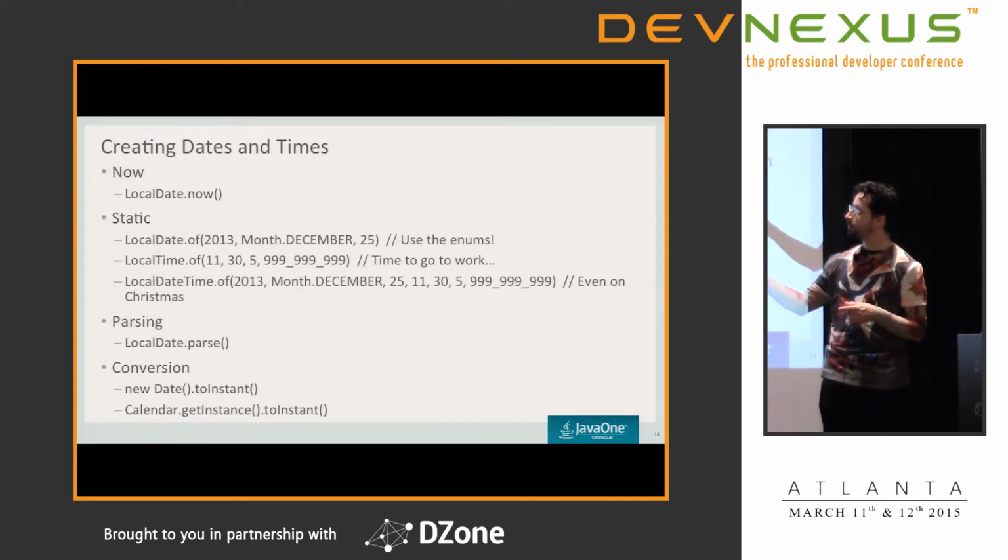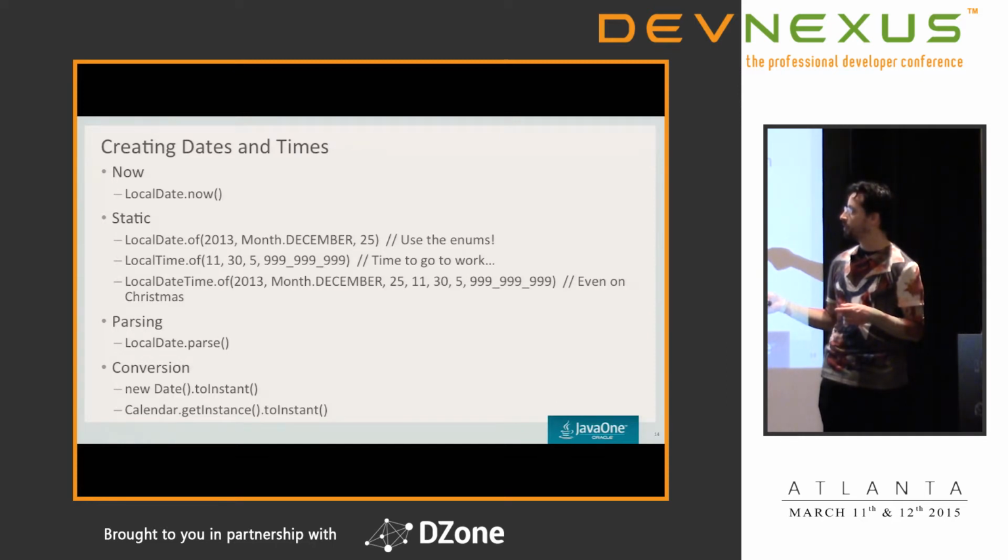Okay, how do you get one? You can do now, and that'll give you current time. There's a bunch of static helper methods to create dates, and it's highly recommended to use the constants, not numeric values, although they support both.